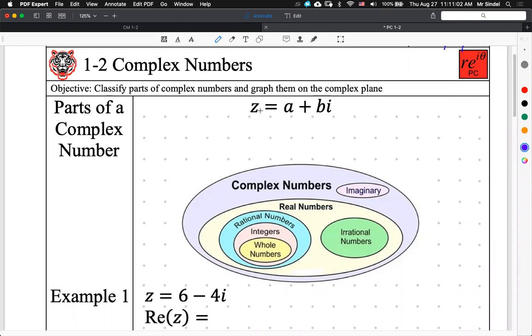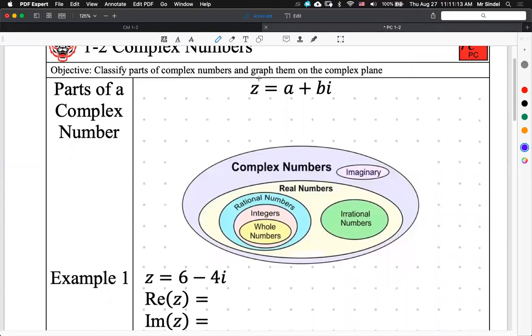So typically we use the letter Z, lowercase z, to say you are a complex number, although almost everything that you see and have seen is a complex number. Very rarely in high school do you see anything that is not a complex number. So Z typically means complex number.